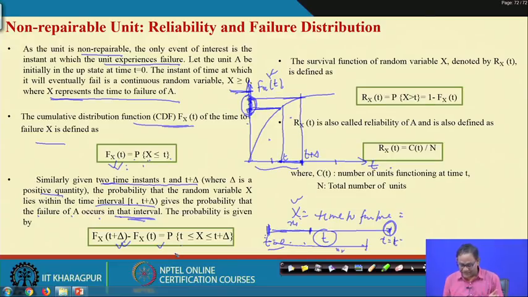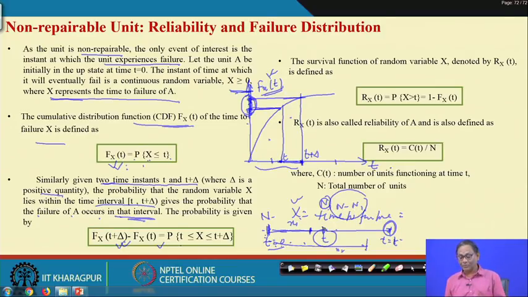Now if you just do another one, what will you do? Instead of writing f x t, that is the failure. Suppose you want to know how many survive. At t equal to 0, suppose n units are there, and at t equal to t, suppose n1 units fail. Then how many survive? N minus n1, this many survive at t equal to t.